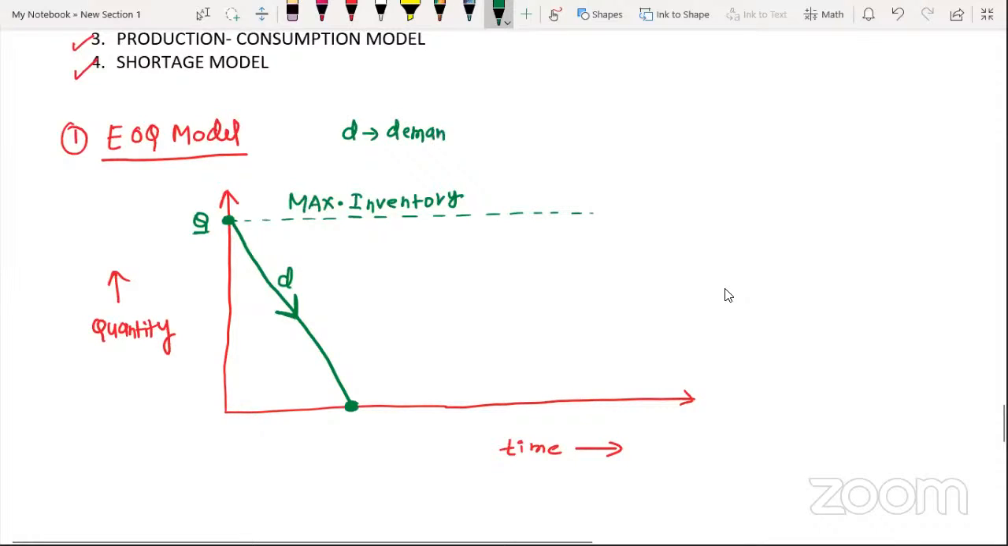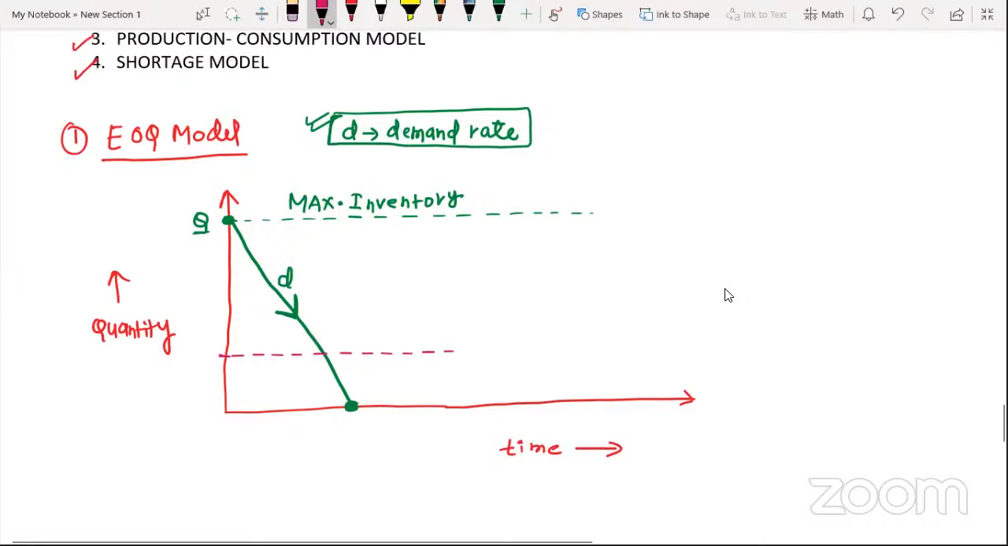It is not annual. Annual was denoted by capital D. Small d can be in terms of days or in terms of weeks; according to the question we will determine. So this small d is the demand rate, and Q is the maximum inventory. When you find that the inventory is going to be zero, at a certain point you are going to reorder.